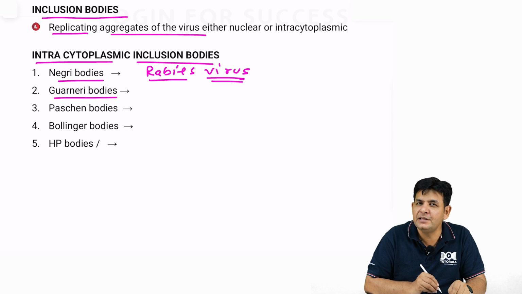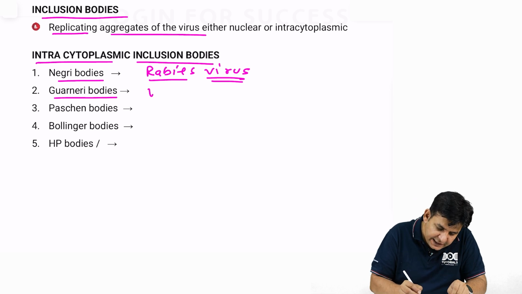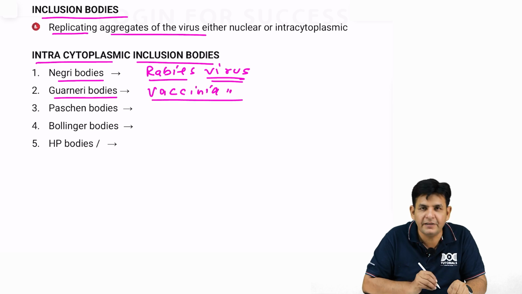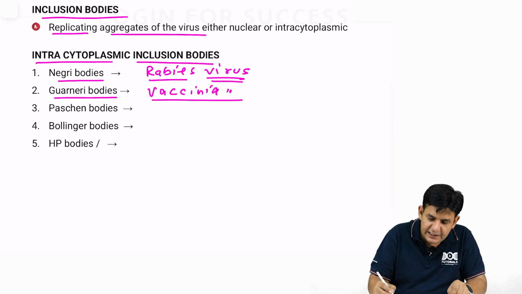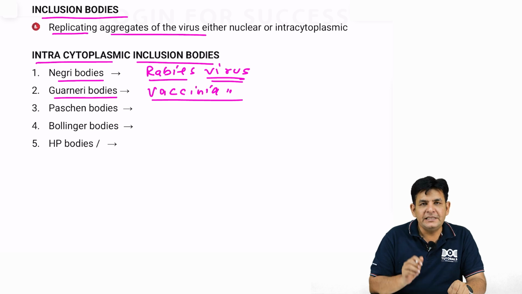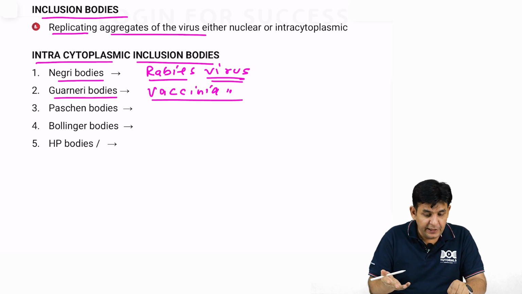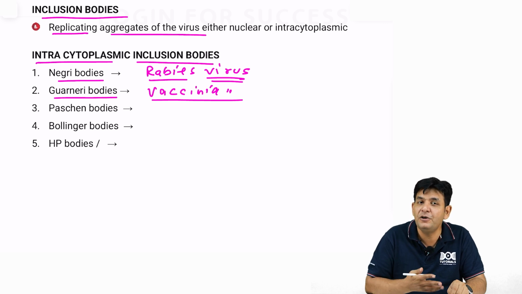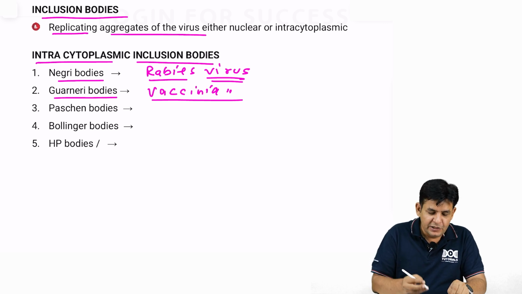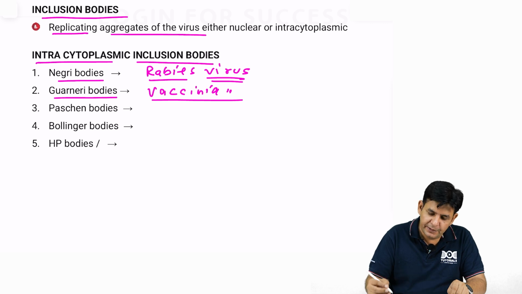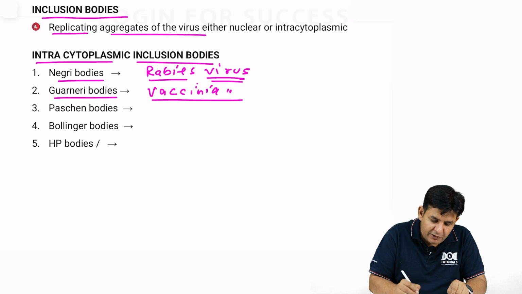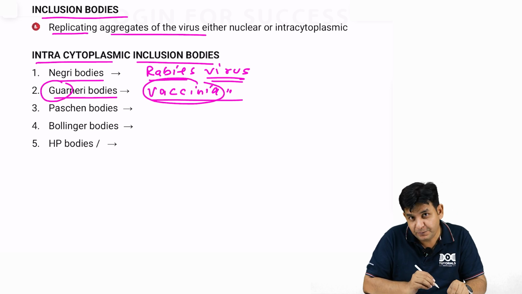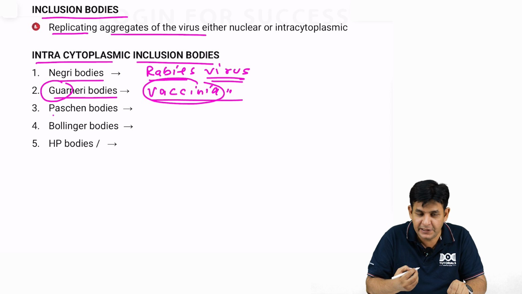Then you have Guarnieri bodies, guys. And the Guarnieri bodies are seen in vaccinia virus infection. Okay? Vaccinia virus. Vaccinia virus is a pox virus. And I just told you, the Poxviridae family produce intracytoplasmic inclusion bodies. So Guarnieri bodies. How to remember this? Because in the exam, you tend to forget a lot of things. How to remember? You had your vaccine where? In Goa. So Guarnieri bodies, vaccinia.